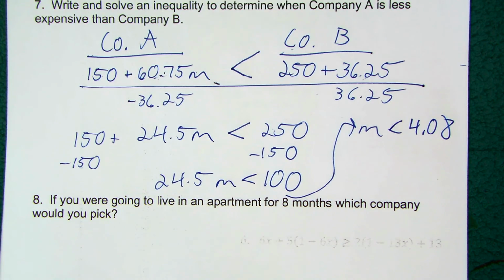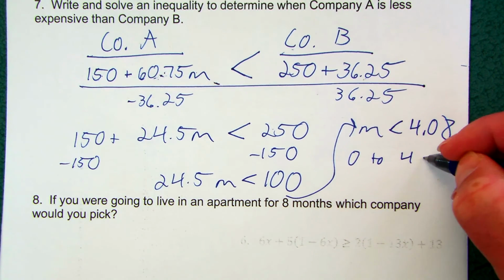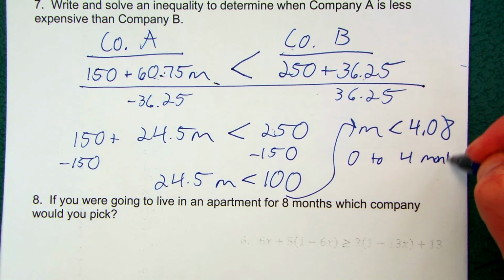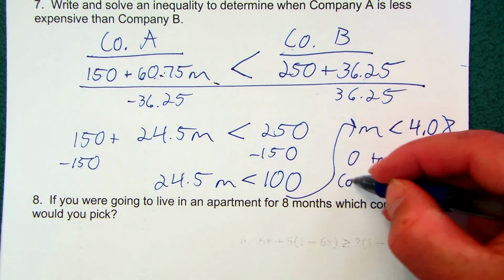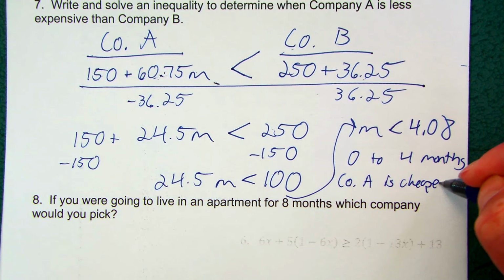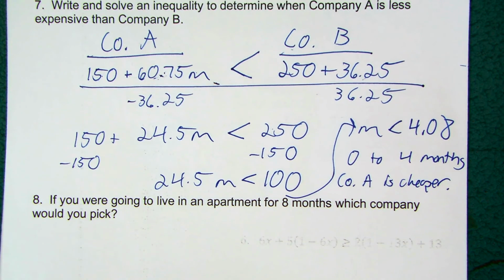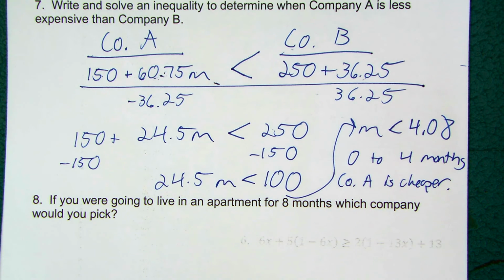So remember, we're paying for whole months here. Okay? So 0 to 4 months, because again, we're not including 5 here. This is what we figured out for when A is cheaper. Company A is cheaper. Okay, so that's what we figured out there with M is less than 4.08. So like 1 month, 2 months, 3 months, 4 months, company A is cheaper. The 5th month, you'd want to go to company B.